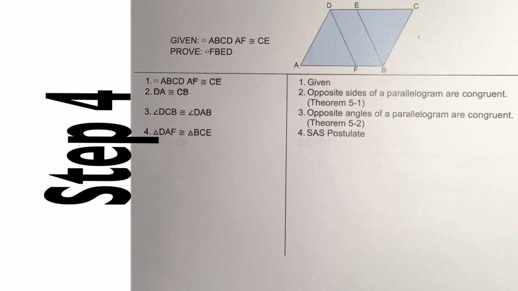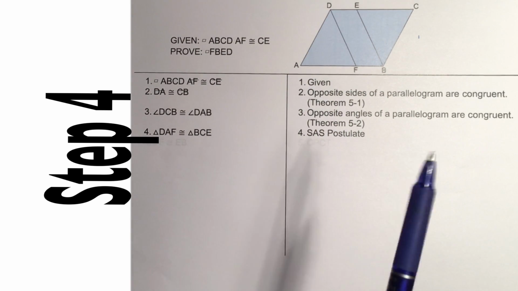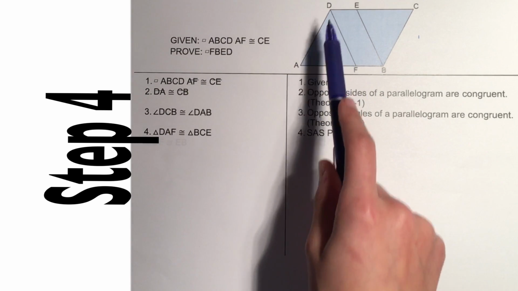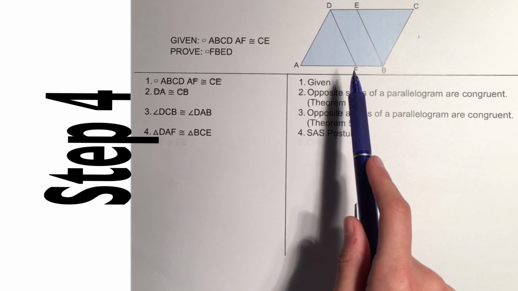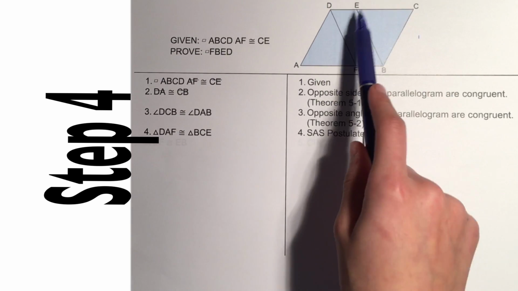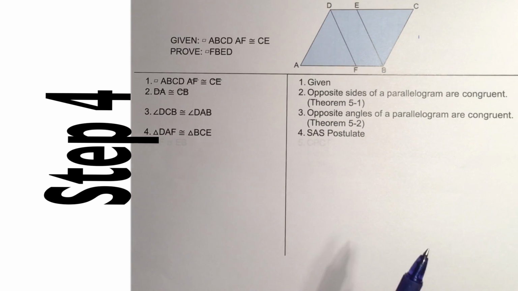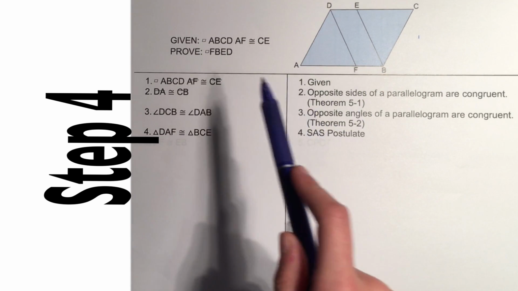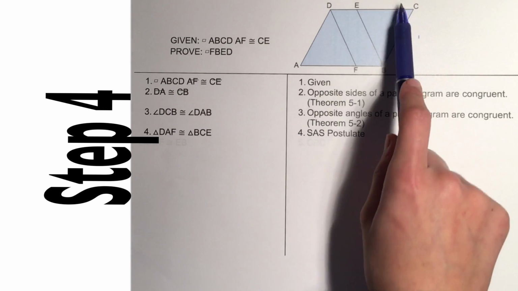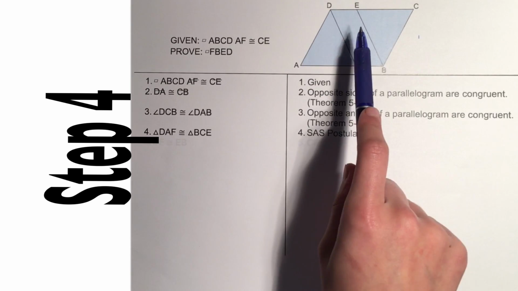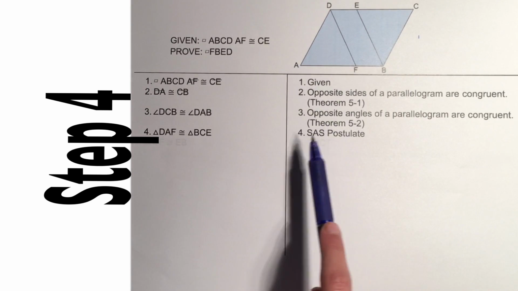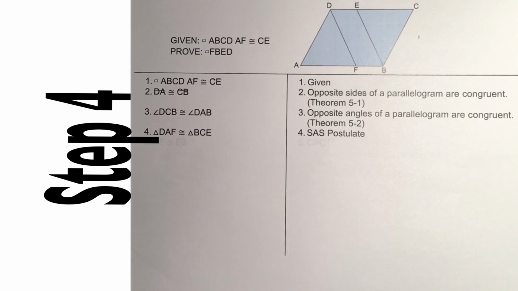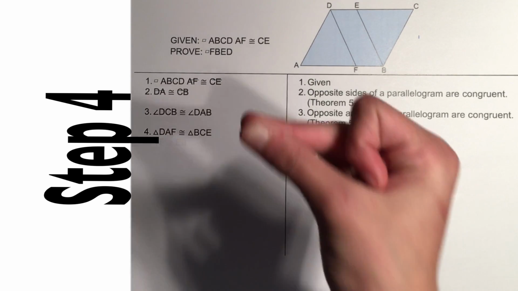Okay, so now this is what we were getting to. We now know that triangle DAF is congruent to triangle BCE. And this is because of the SAS postulate. We already had two sides, and then we were able to get one angle. So SAS, side angle side. And now we can go on to our next step.